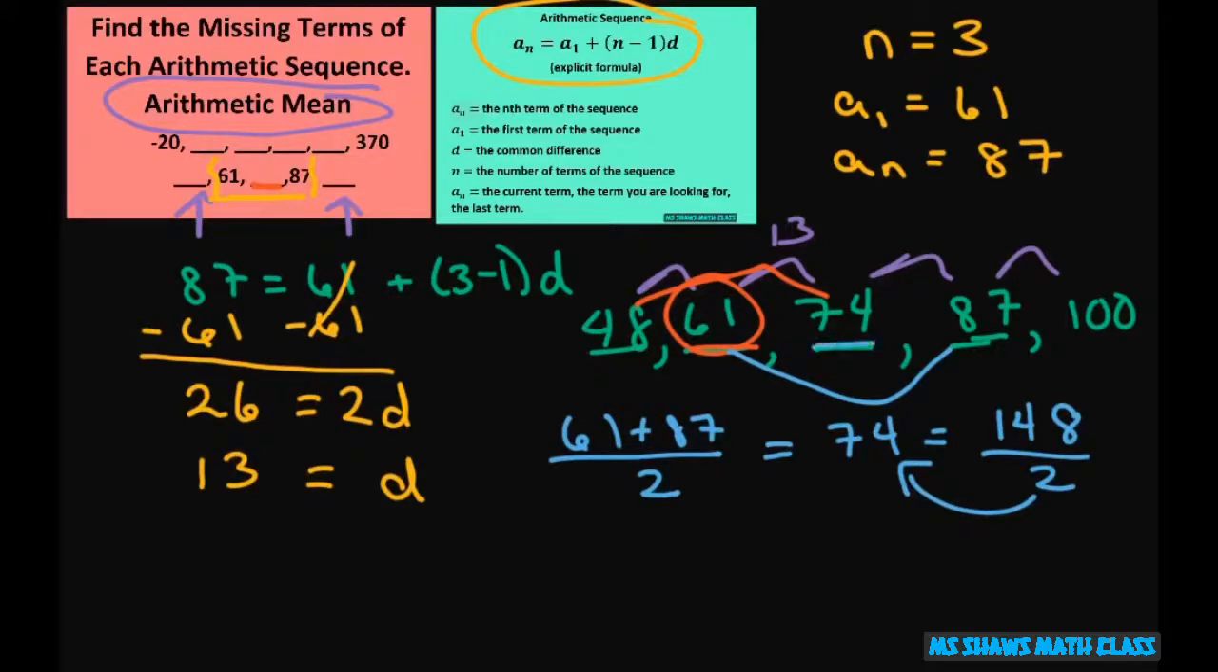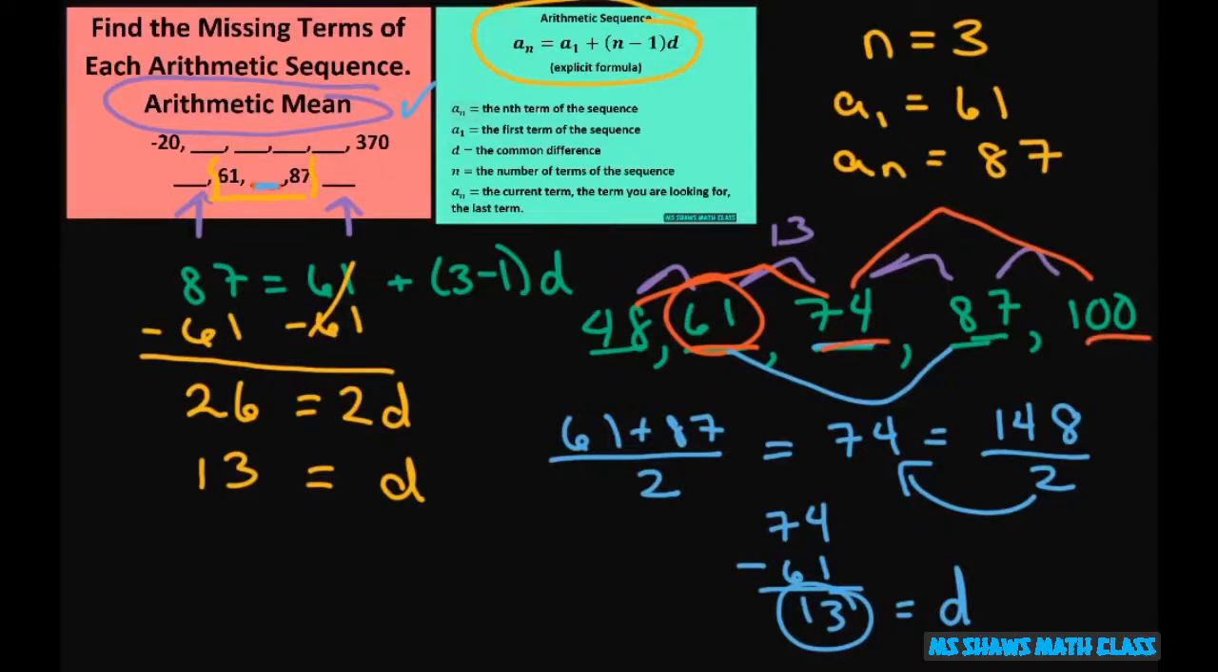Then once you got the 74, you could have just said 74 minus 61 is 13, and that would have given you your common difference. You only can do that if there is just 1 slot in between the 2 numbers. But that's where we get our term arithmetic mean, because all of these numbers, you can take the average or the mean of the 2 numbers and get your middle number.